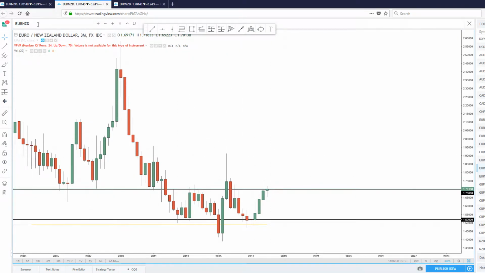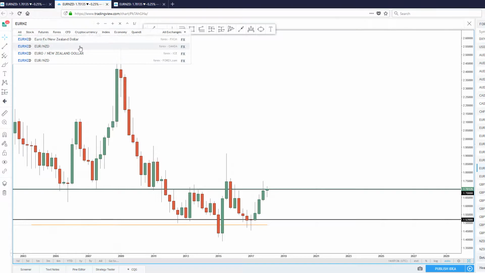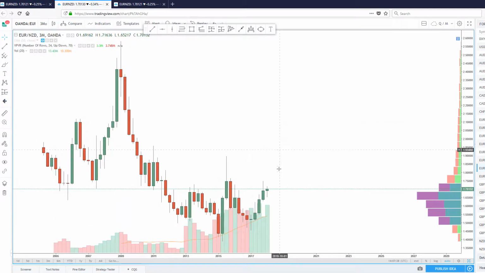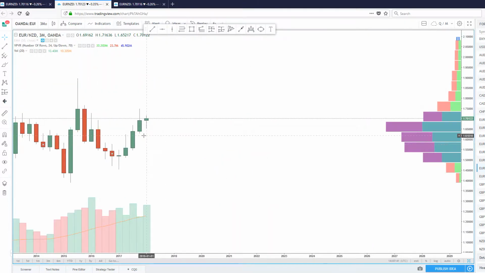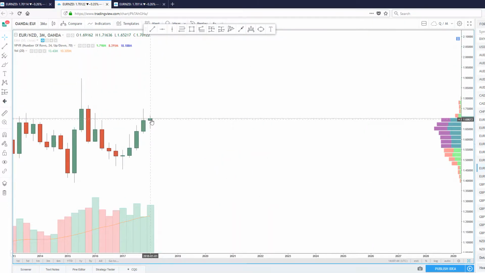When we look at the actual volume now of this candle, it is a very high volume candle as well. It's not what you'd expect there if it was meant to be a deceleration candle. So there's lots of buying and selling at this area here of 1.7.